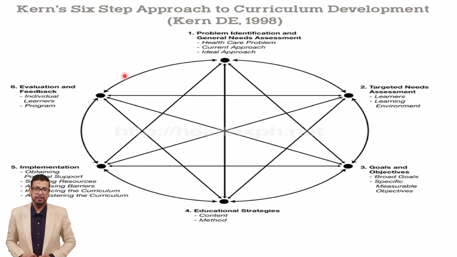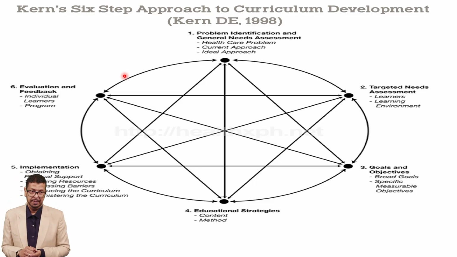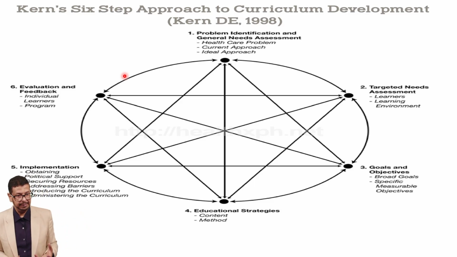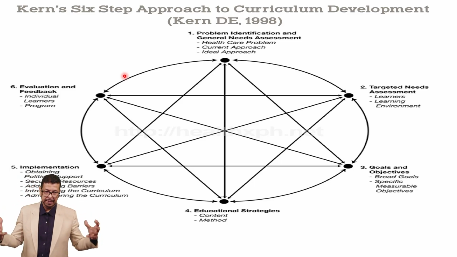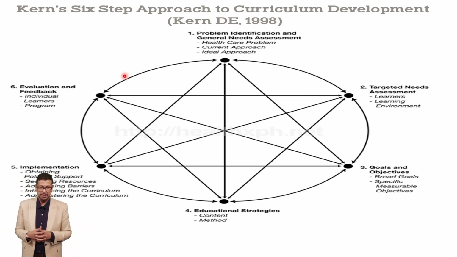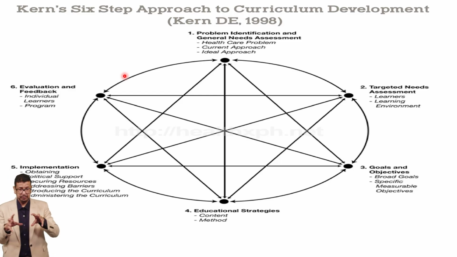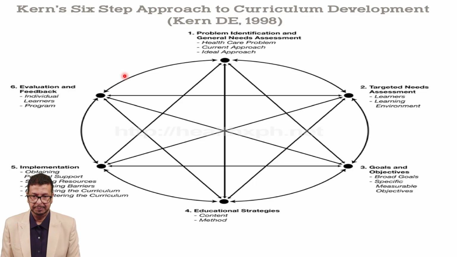We have also the 6-step approach developed by Kern, and this 6-step approach starts with problem identification and needs assessment related to healthcare problems, the current approach and the ideal approach. Move forward to the targeted needs assessment related to the learning environment. Then goal and objectives. The goal is the aim of the curriculum. Then zooming into the educational strategies, the content and methods. Then the implementation of the curriculum and what support we need. And then the evaluation and the feedback. And as you can see here, all these steps are closely interconnected and work together.